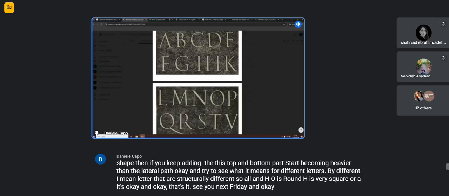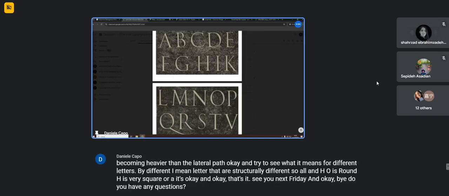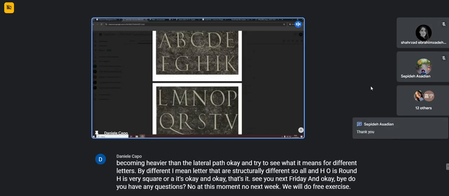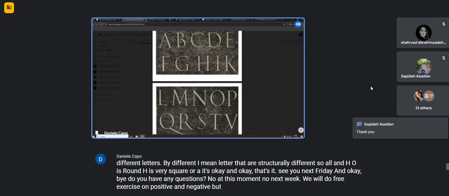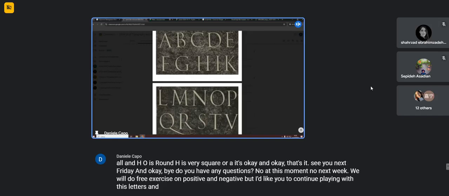And okay, bye. Do you have any questions? When we do this exercise, do we also have to stay with the negative, positive? No, at this moment, no. Next week we will do a free exercise on positive and negative. But I'd like you to continue playing with these letters and do these variations on letters.